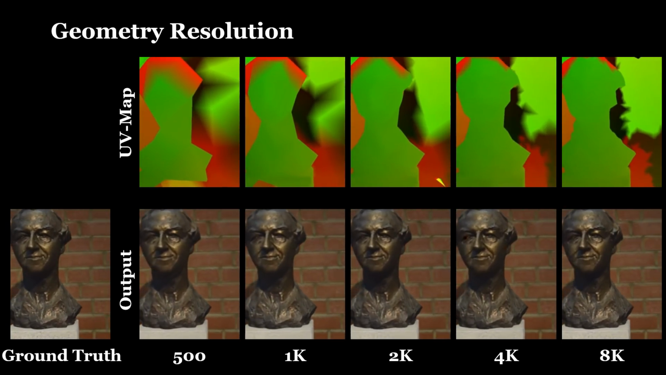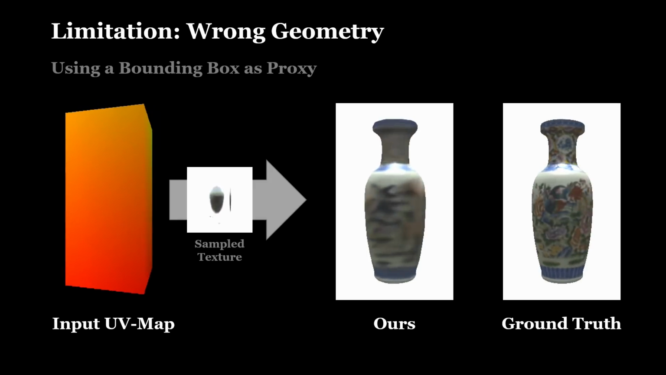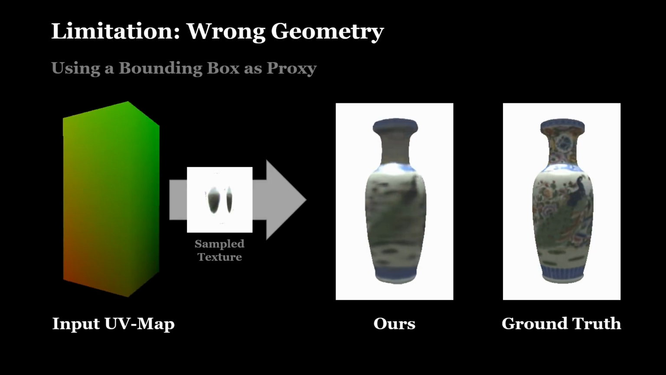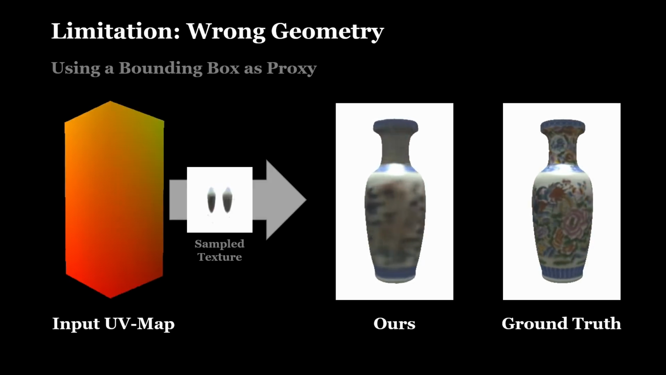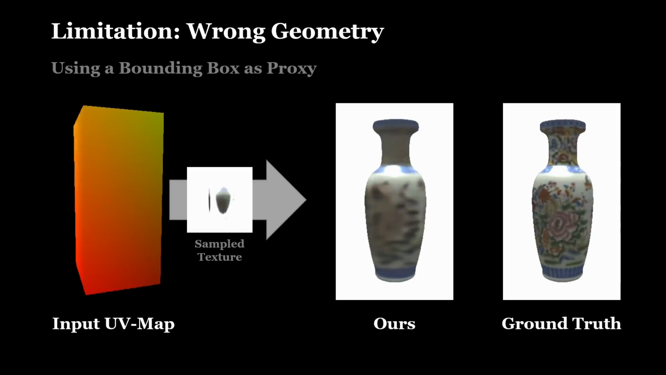Even with a coarse mesh, our approach synthesizes photorealistic results. Here we show an extreme case where the geometry is only a bounding box. Nevertheless, our approach is still able to generate an output image.